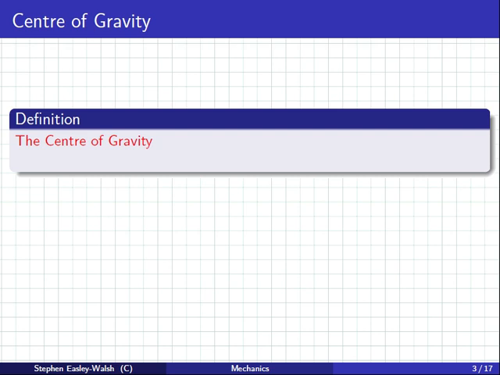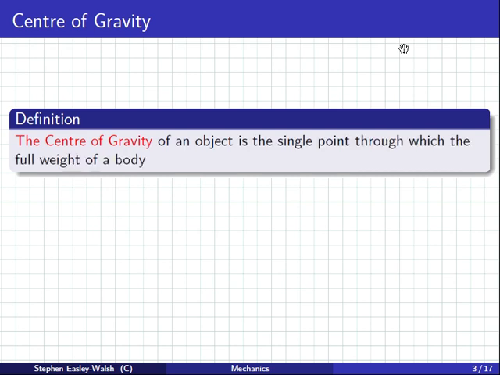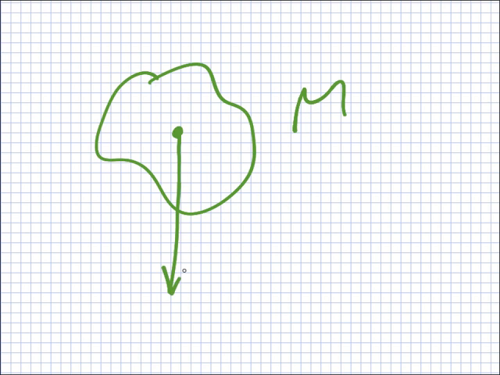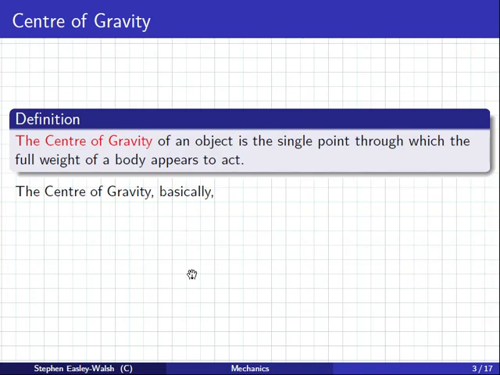Nearly, not quite. The centre of gravity of an object is the single point through which the full weight of a body appears to act. So, in other words, if you have some mass, it's the point where the weight seems to be pulling it from. Okay, you'll need that. So basically it's where the weight vector acts.